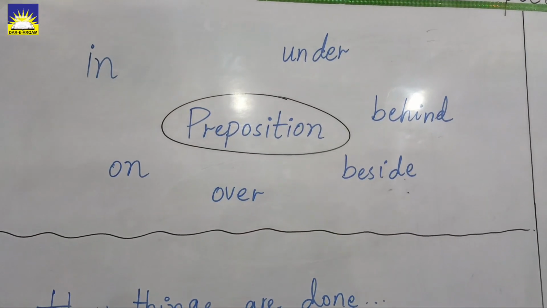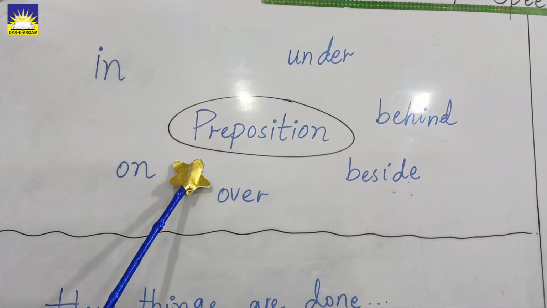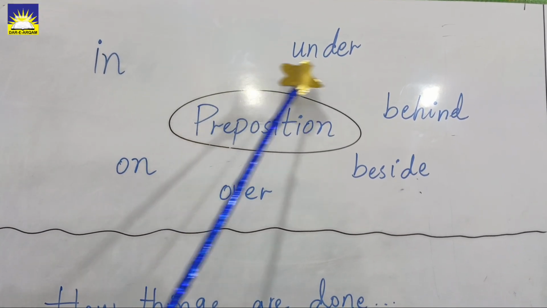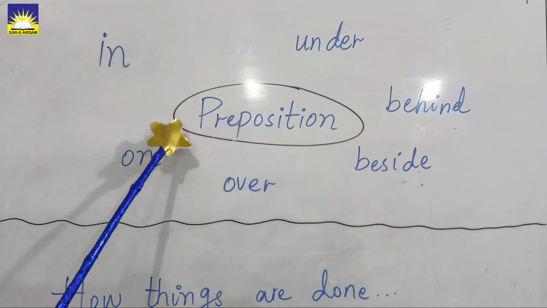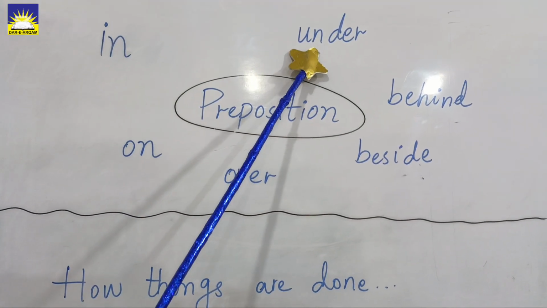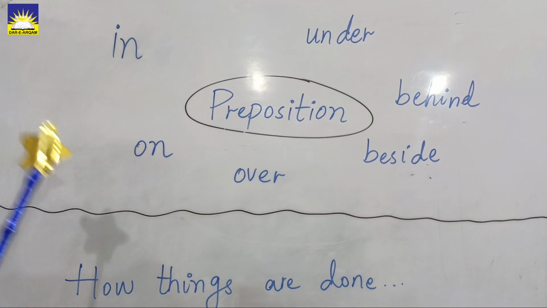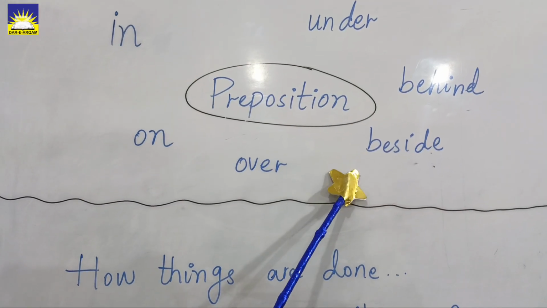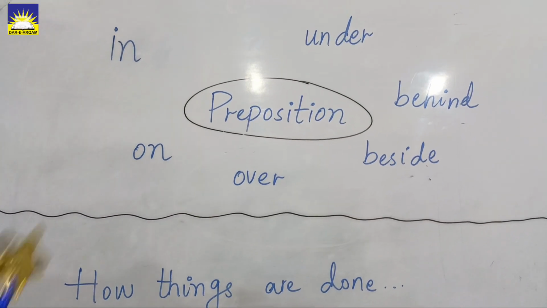Dear student, we have here part of speech preposition. As you know, this part of speech shows the position of any object. For example, position of something. The cat is under the chair, the cat is sitting under the chair, and the book is on the table, he is sitting beside me, and like that.